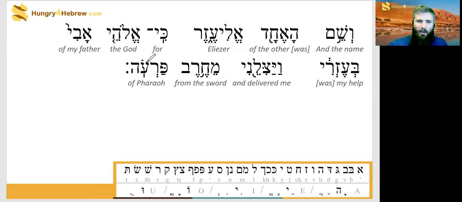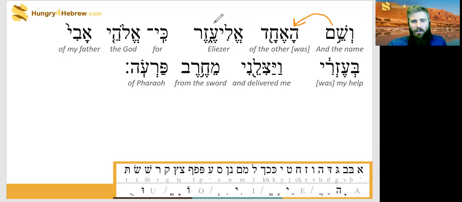Vayatzileni mecheref paro. All right, so we're still continuing about the two sons that Yitro brought back, the name of the one, now the name of the second one, V'shem ha'echad, and the name of the one. Isn't that interesting? It doesn't say the name of the one and the name of the other. It says the name of the one and the name of the one. I guess what I'm alluding to is like when you have two teams, there's team A and team B, team 1 and team 2. And the second one always feels inferior, but here it's the name of the one and the name of the one.